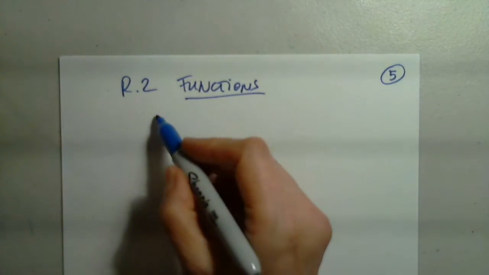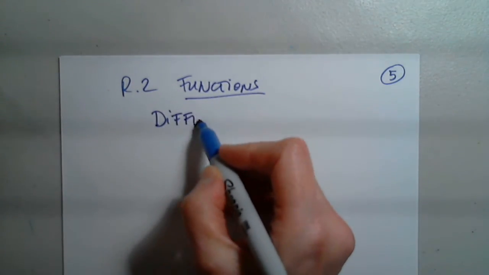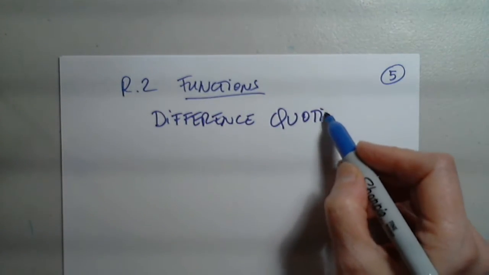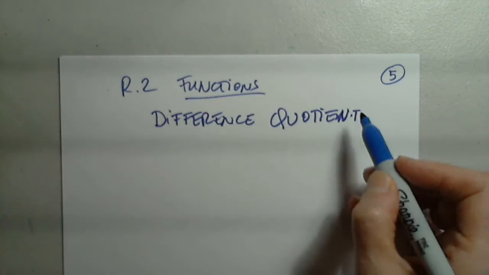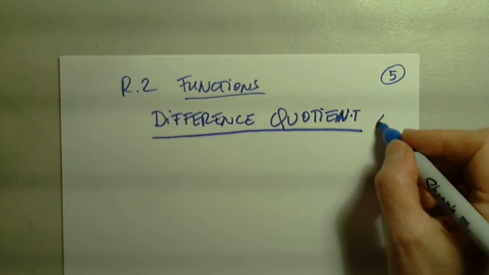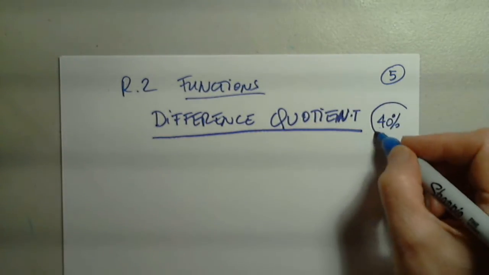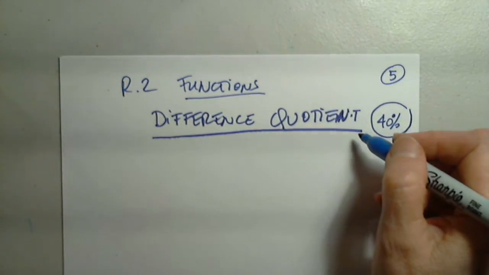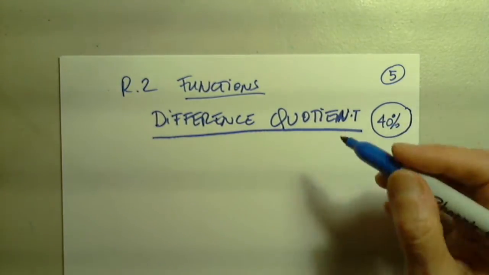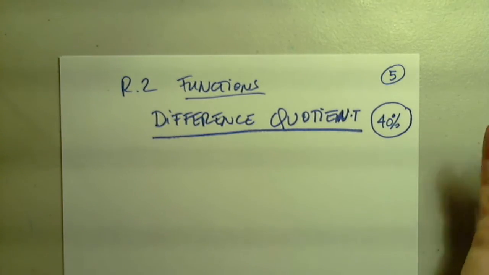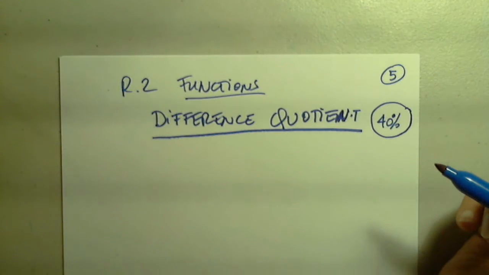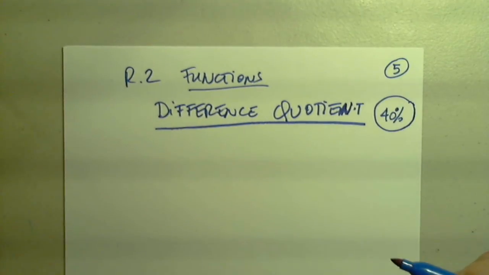Okay, so first let's discuss what is the difference quotient. This is about 40% of this course. If you understand this, if you understand how to simplify it, you will understand a lot of at least derivatives, differentiation, etc. So, very important.